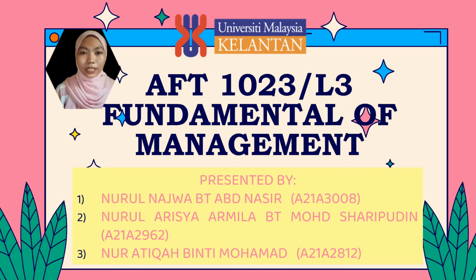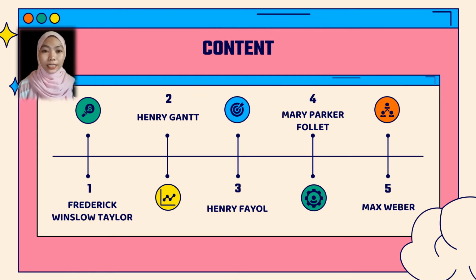We are from class AFT1023/L3, Fundamental of Management. In this video, we are presenting the work of 5 figures related to the general administrative approach to management. This is the figure that we will present in this video. The first one is Frederick Winslow Taylor. Second is Henry Gantt. Third is Henri Fayol. Fourth, Mary Parker Follett, and the last one is Max Weber.